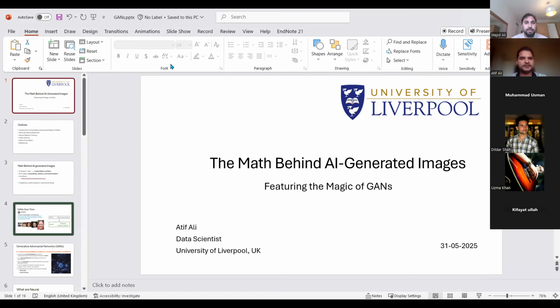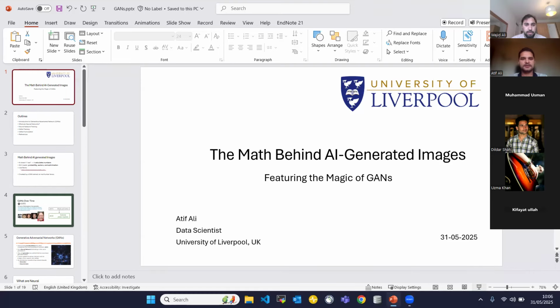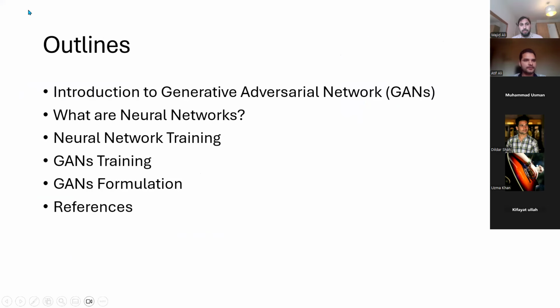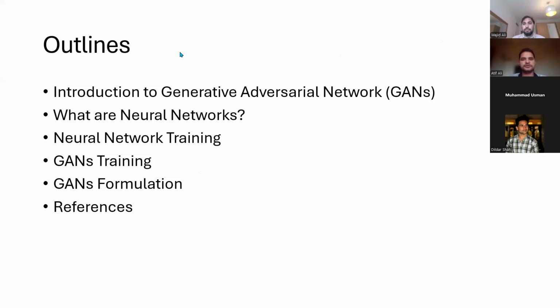Hi everyone, thank you for joining in today, and I hope you learn something very valuable from today's session. The topic is the math behind AI generated images. The outline is this. First I will introduce you to generative adversarial networks: what are neural networks, how neural networks are trained, then GAN training and GAN formulation, and lastly references.